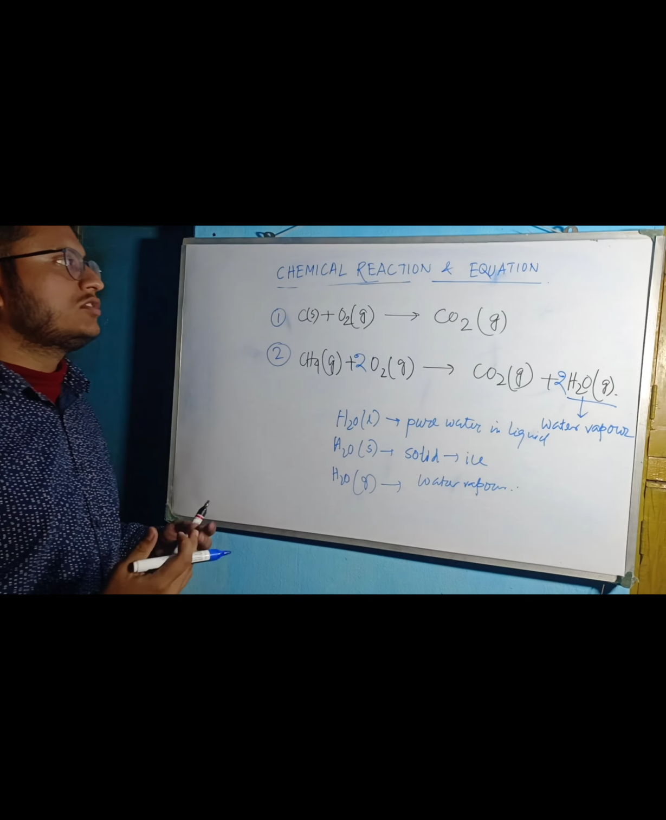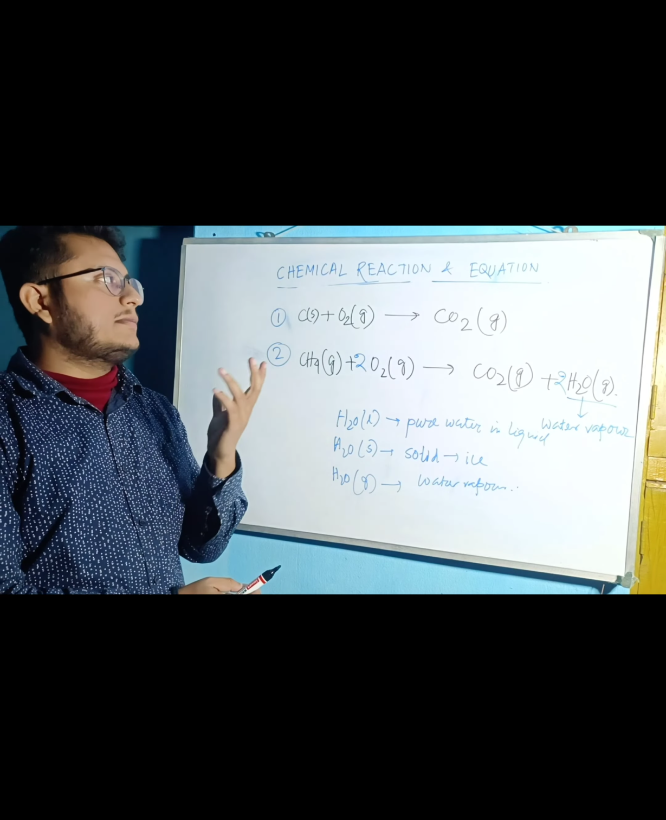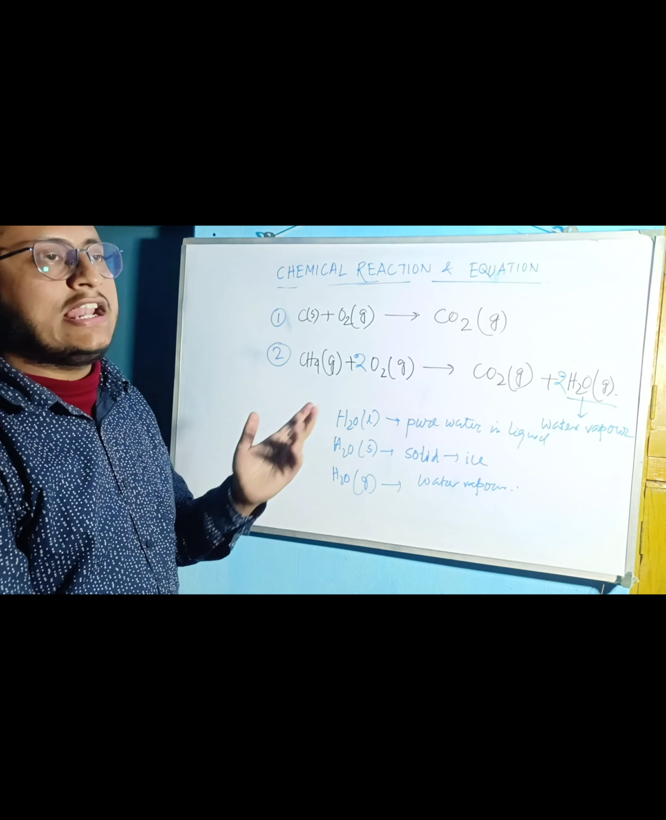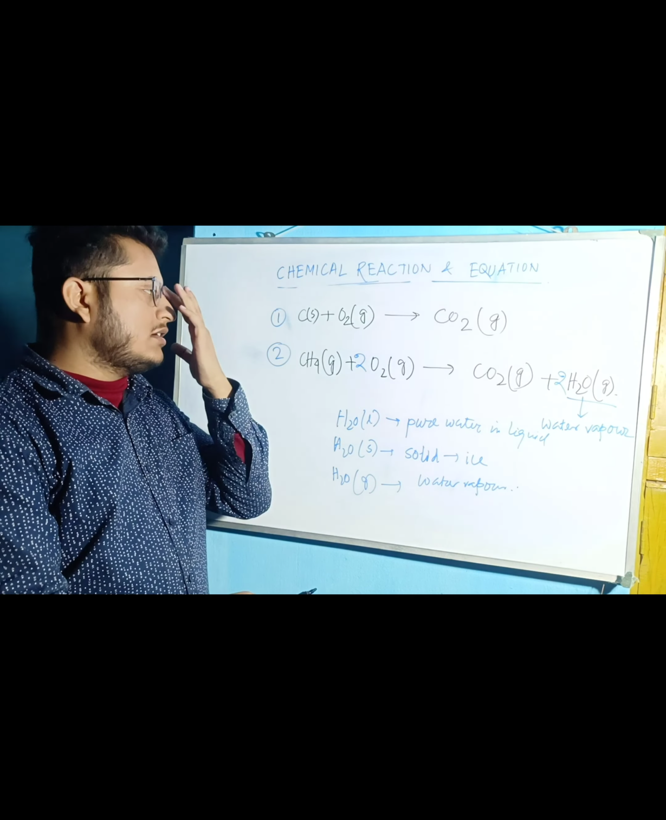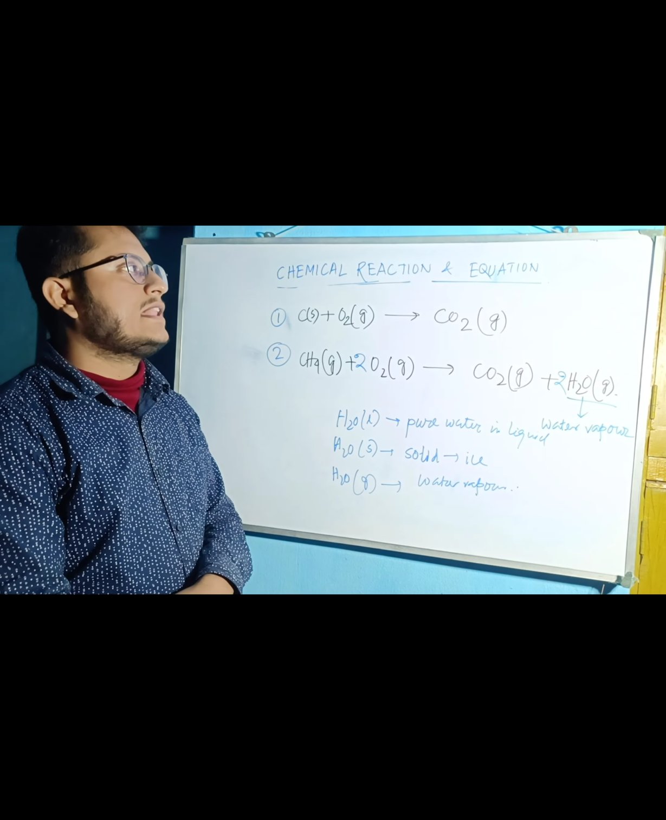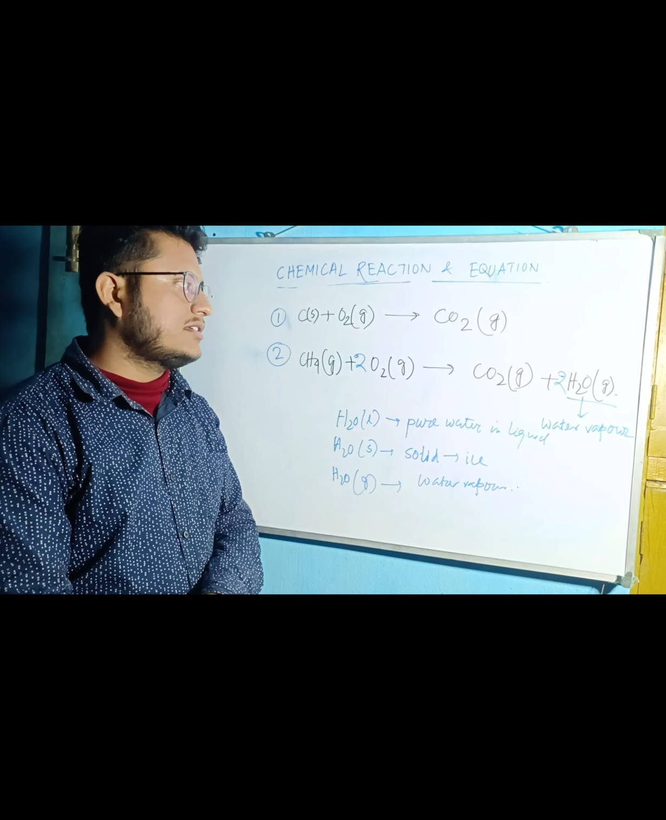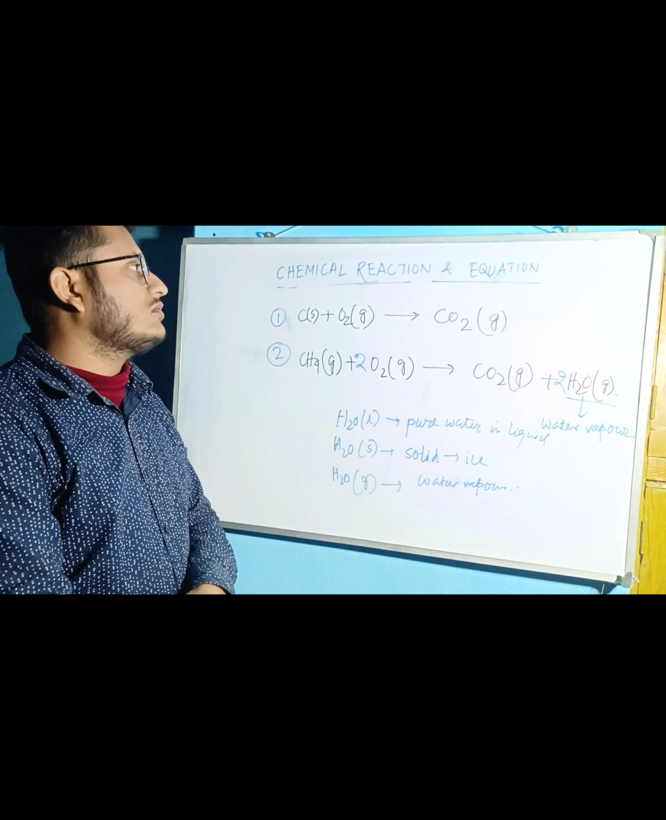So we talked about chemical reactions and chemical equations. What is a chemical reaction? Give some real life examples, and then what are the reactants and products? What is the left hand side, right hand side? What is the significance of the arrow? That is the direction of the reaction. Then we moved forward to the chemical equation.